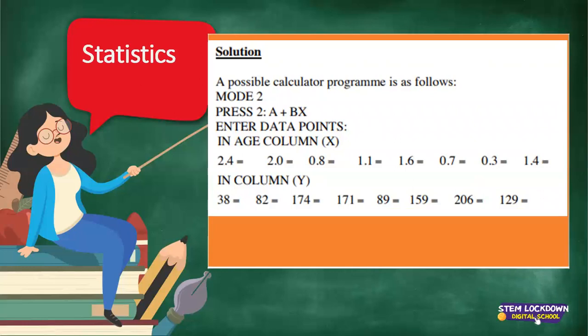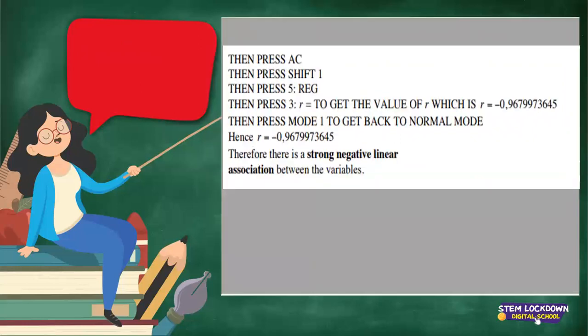So what do you do next? You press the AC button on your calculator after entering your X and Y columns. Then you press shift and press 1. That shows you some other options, where you choose 5 for regression. In the regression menu, you will press 3 again.